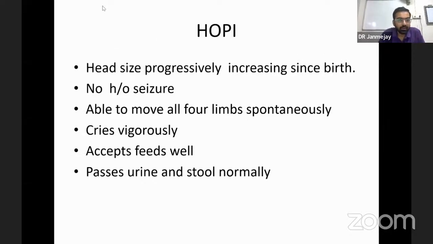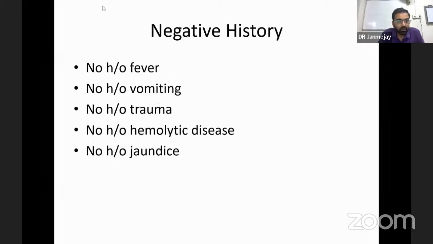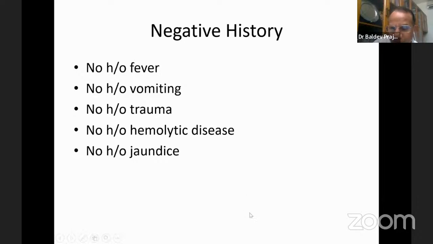After birth, baby had progressive increase in head size with no history of seizure. Baby able to move or fold limbs spontaneously, cried vigorously, and accepted feed well. Baby passes urine and stool normally. Baby had no history of fever, no history of vomiting, no history of trauma, no history of hemolytic disease, and no history of jaundice. Okay, can you just stop for a while?